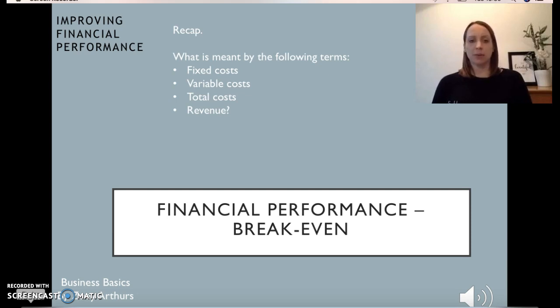Now, one other key point that I need to make you aware of is revenue. People often get revenue and profit confused. It's really important to identify that actually revenue is the money that you're making through the selling of your products or services. It is not profit, okay? At that stage, it's just the money you have made by selling your products or services.